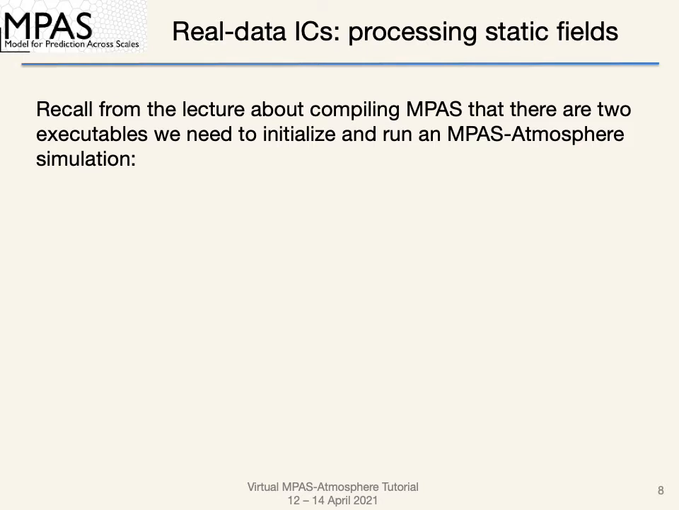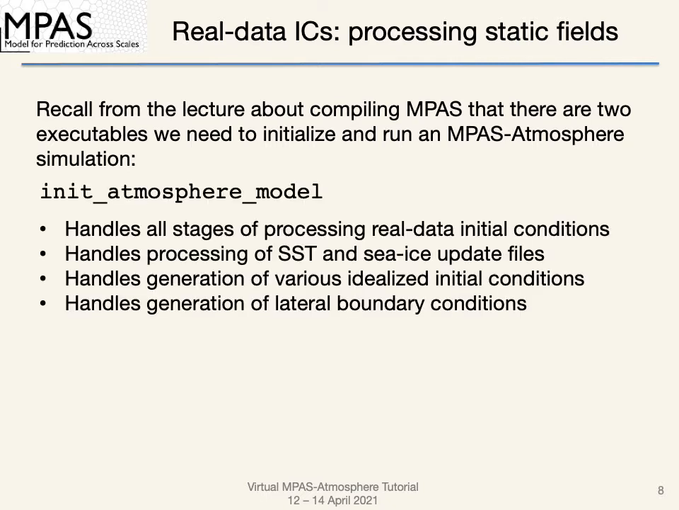So now that you've downloaded an MPAS mesh, we're ready to try creating initial conditions and running a simulation. If you think back to the lecture about how to compile MPAS, you might recall that there were 2 different cores or 2 different executables that we needed to compile. The first of these is the init-atmosphere model program, which was created by compiling the init-atmosphere core. There's a lot of functionality that's wrapped up in this init-atmosphere model program.